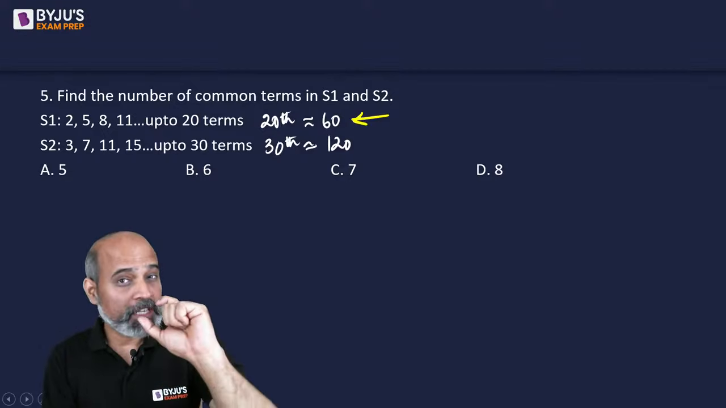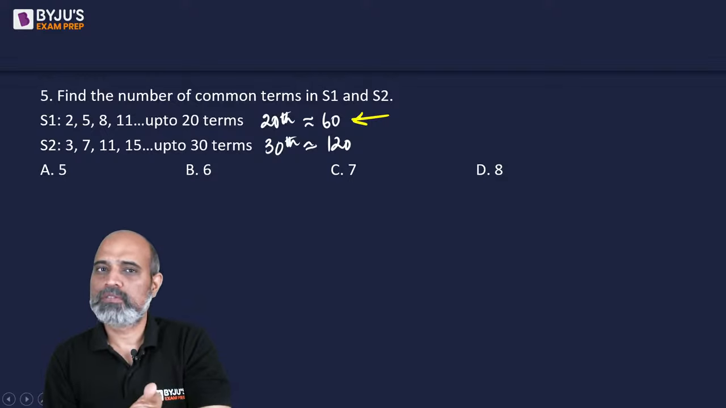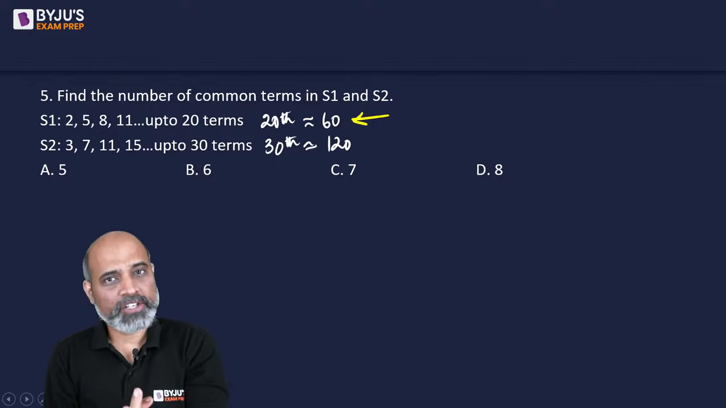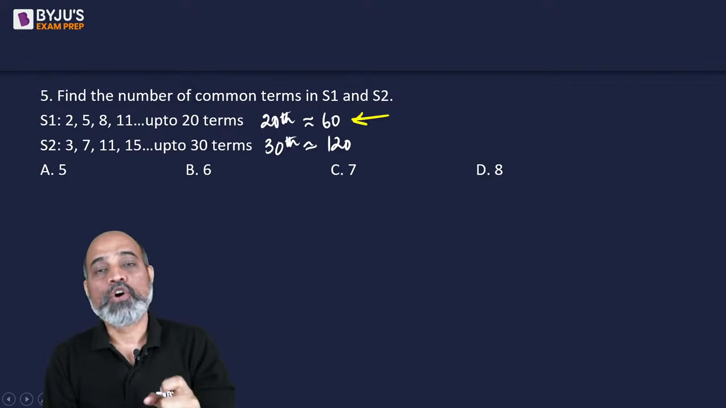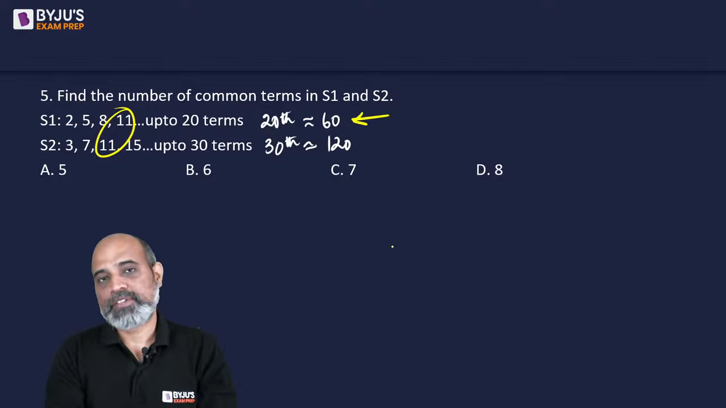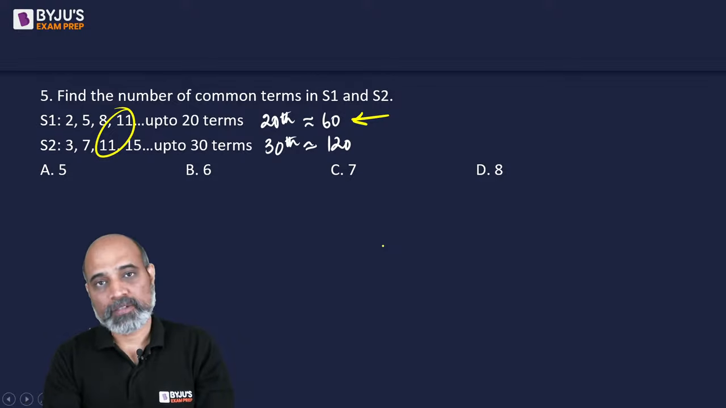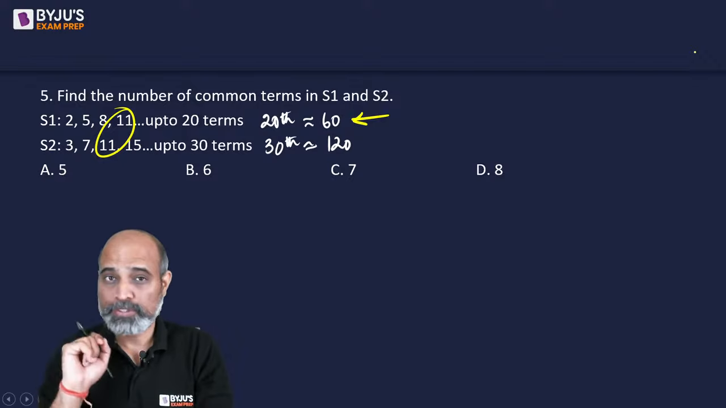The common terms will only exist up to around 60. Beyond 60, the first series doesn't exist, while the second series continues. So common numbers will be found only around the value of 60. This is your first step: which series is getting over quicker, earlier. Next, you will find that the first common number is 11, right? And what would be the second number? What would be the third number? That is what we have to find out. Now from here we can proceed in two different ways.